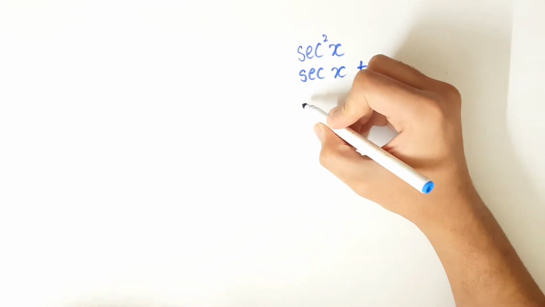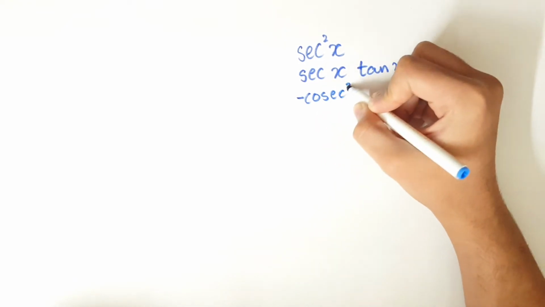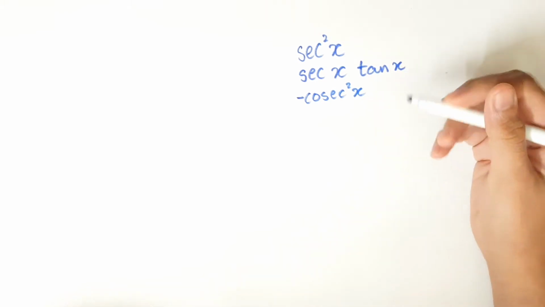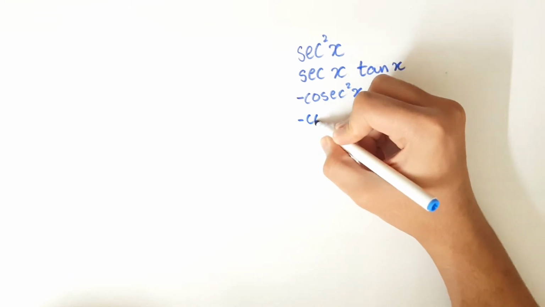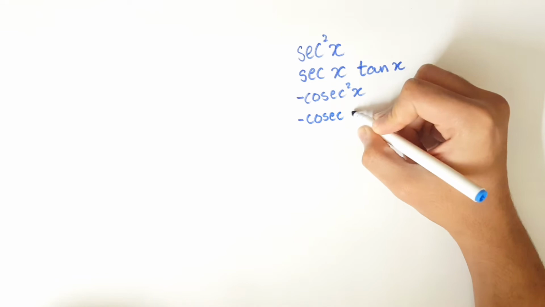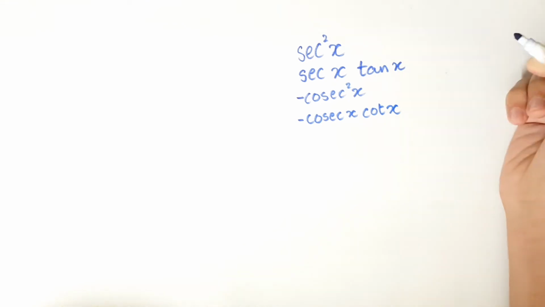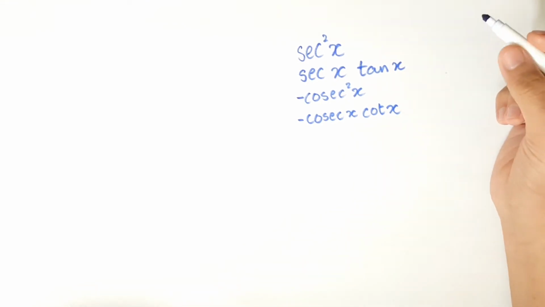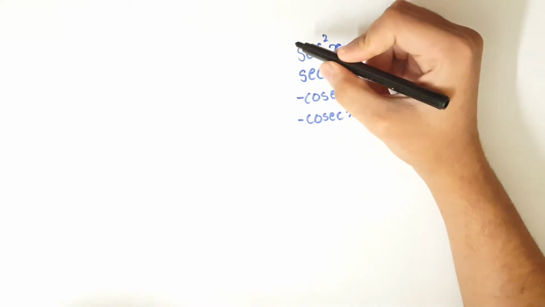On differentiating cot x, we get minus cosec square x. And finally, on differentiating cosec x, we get minus cosec x cot x. Like in the first video, I had told you that integration is the exact opposite of differentiation. So that's exactly what we're going to use here when we integrate each of these.